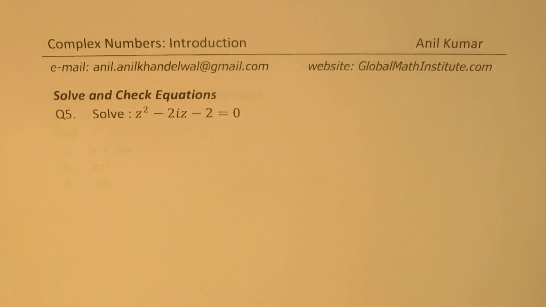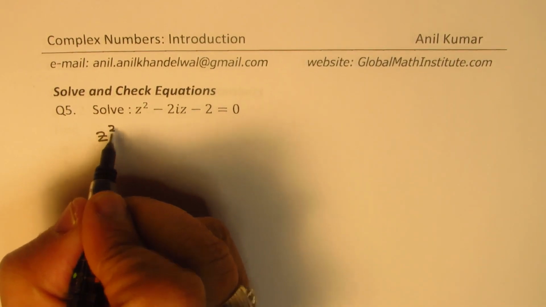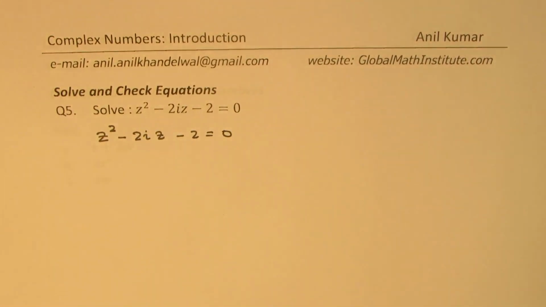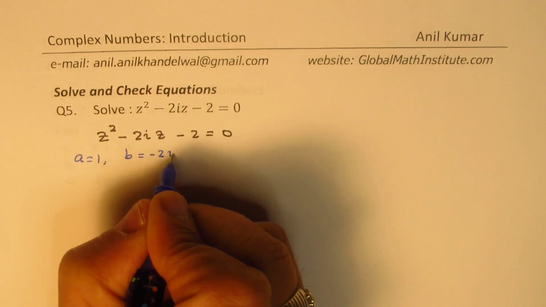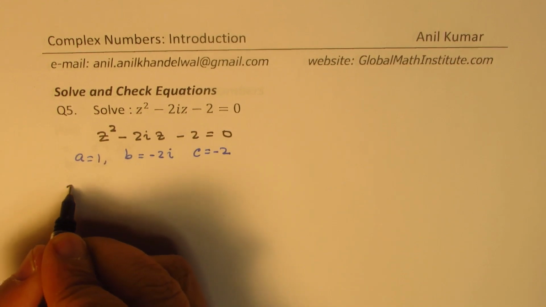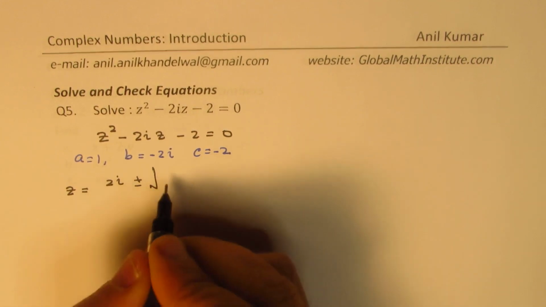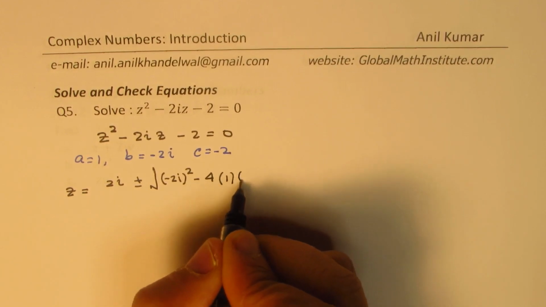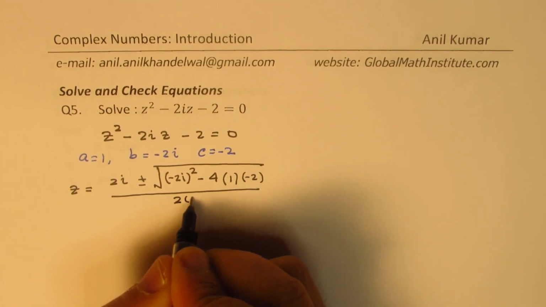Let's take another example to illustrate another point. This time we are going to solve the equation which is z square minus 2iz minus 2 equals to 0. In this case, a is 1, b is equals to minus 2i, and c is equals to minus 2. And therefore, we can write down the solution of z as equals to 2i, right, minus of this, plus minus, square root of minus 2i square, minus 4 times a is 1 and c is minus 2. Divide by 2 times 1.